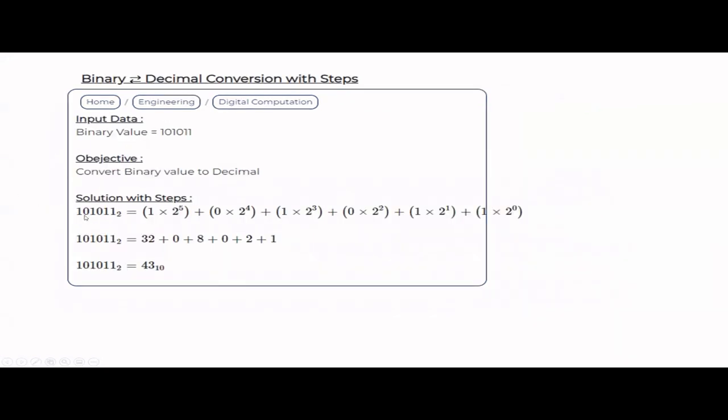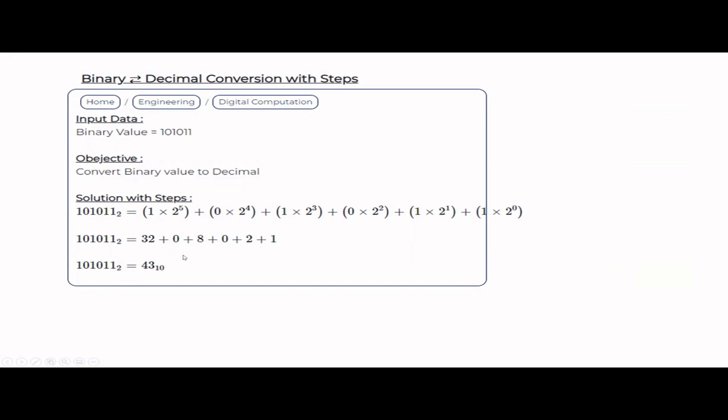Okay, so the final number is a binary number. In the binary number, you have to convert it to decimal. So the weighting factors are 2 to the power 0, 2 to the power 1, 2 to the power 2, 2 to the power 3, 2 to the power 4, 2 to the power 5. 2 to the power 0 is 1. This is 2 into 1. 0 into anything, ignore. 2 to the power 3 is 8, 8 into 1 is 8. 0 into anything, you don't worry, just 0. And 2 to the power 5 is 32, 32 into 1 is 32. So when you add, it's 43.